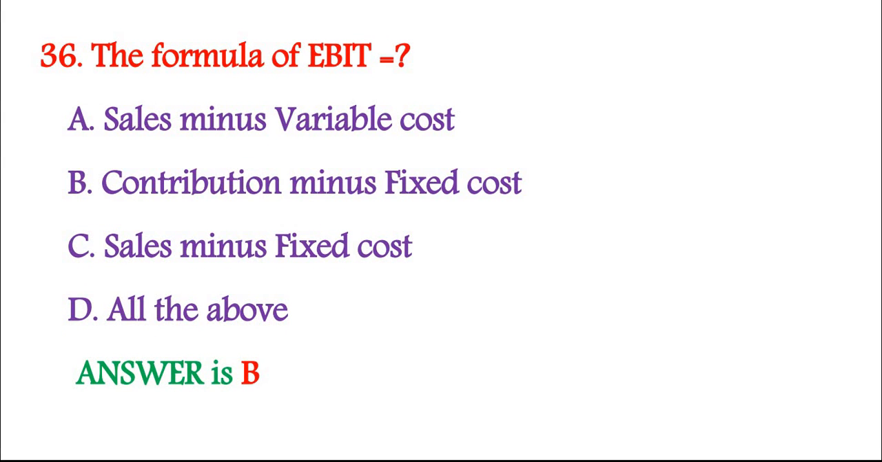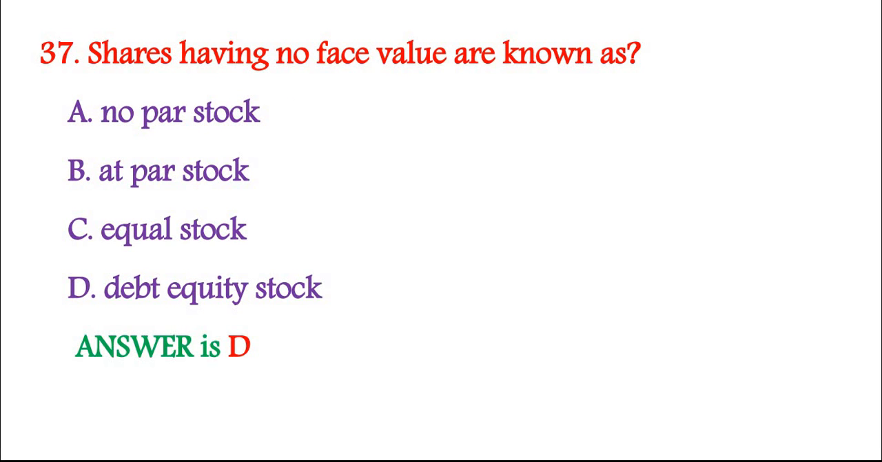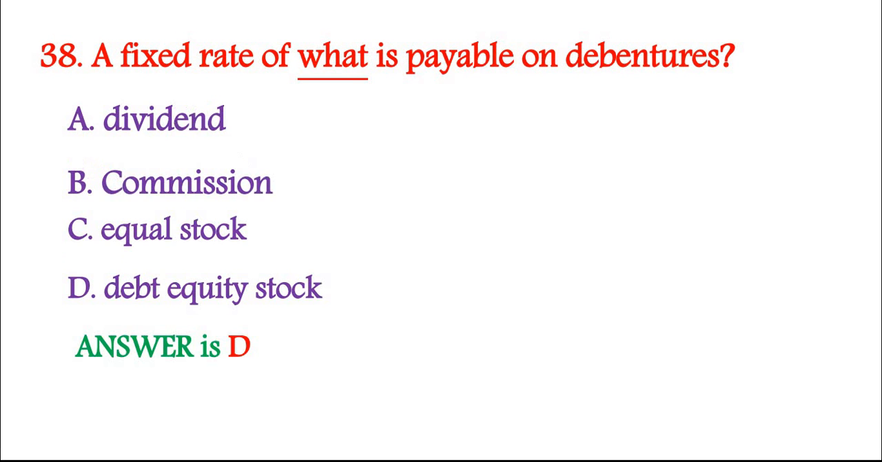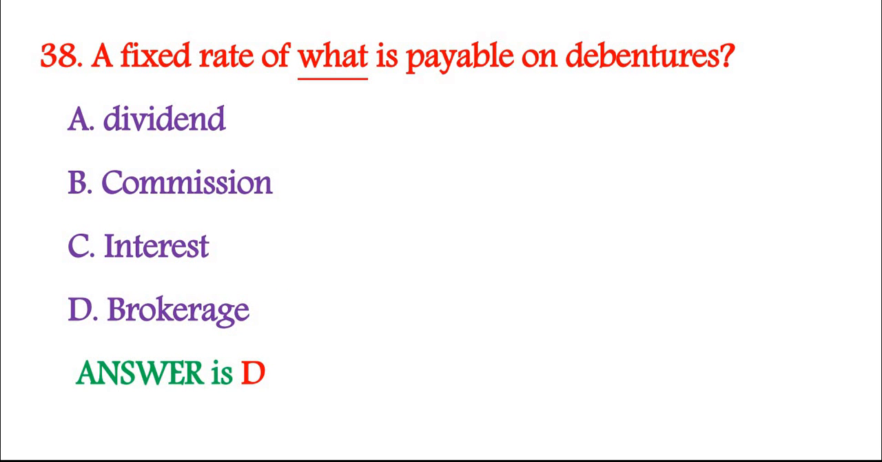36. The formula of EBIT equals A. Sales minus variable cost. B. Contribution minus fixed cost. C. Sales minus fixed cost. D. All the above. Answer is B. 37. Shares having no face value are known as A. No par stock. B. At par stock. C. Equals stock. D. Debt equity stock. Answer is D. 38. A fixed rate of what is payable on debentures? A. Dividend. B. Commission. C. Interest. D. Brokerage. Answer is D.